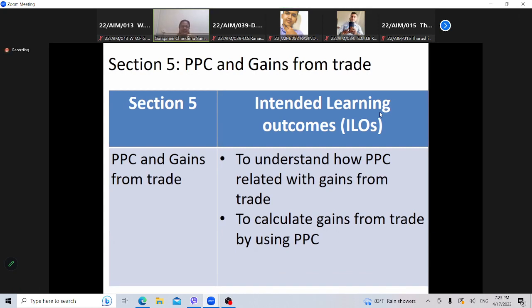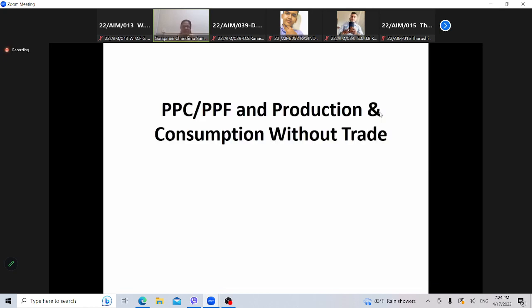We were discussing gains from trade. Here we have some small calculations, then afterwards we can go to a new section today. So this is production possibility curve and gains from trade. At the end of this section, you should understand how production possibility curve is related with gains from trade, and briefly how to calculate gains from trade by using the production possibility curve. So now we will see production possibility curve, or another name I informed you, production possibility frontier.